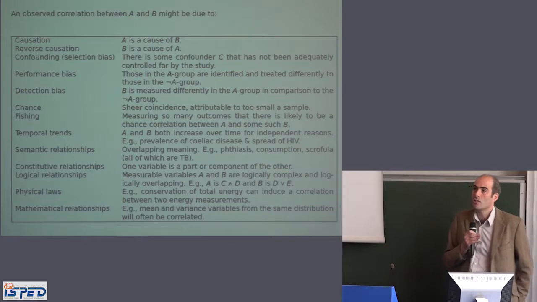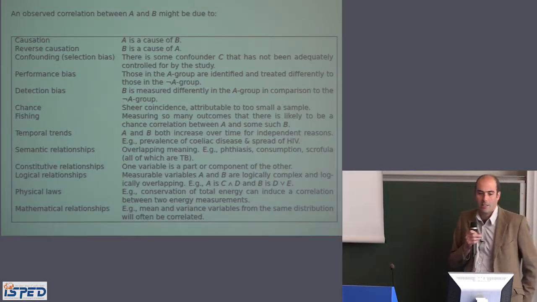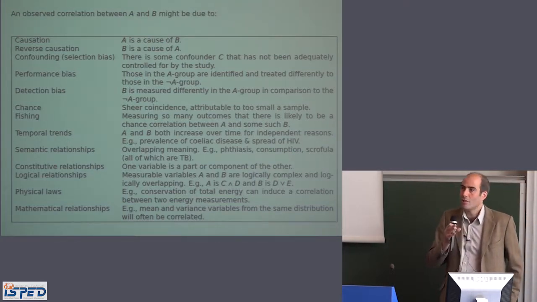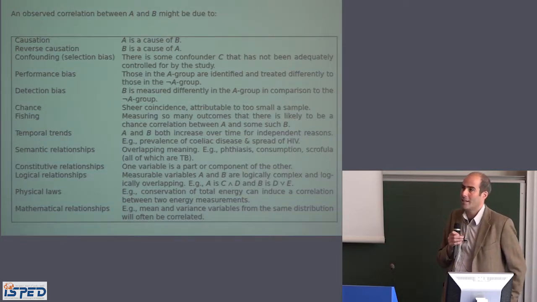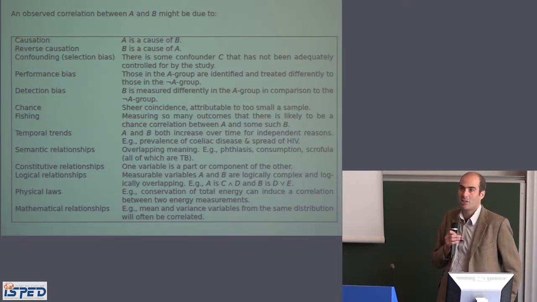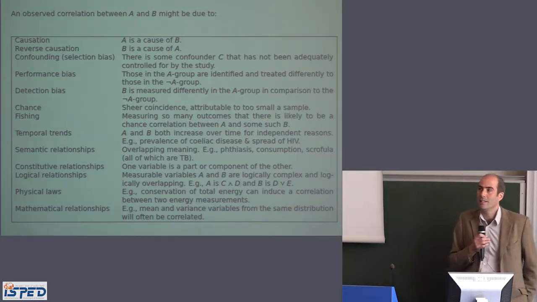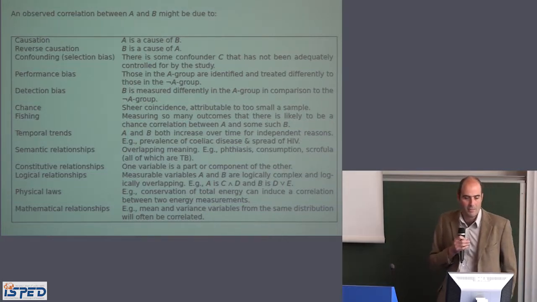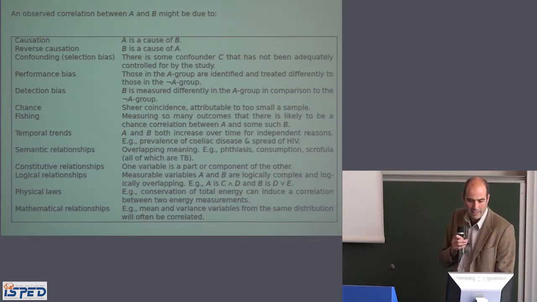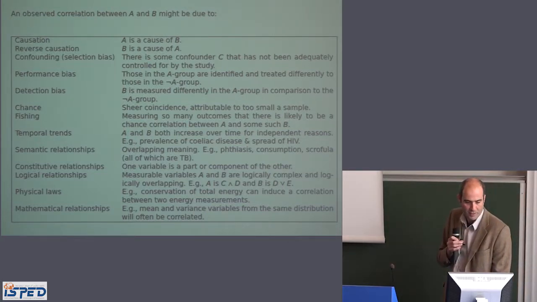And the task of causal inference is to rule in the top explanation as being the most likely explanation, the best explanation of the correlation, and rule out all the others as being the least likely or the least plausible explanations of the correlation.